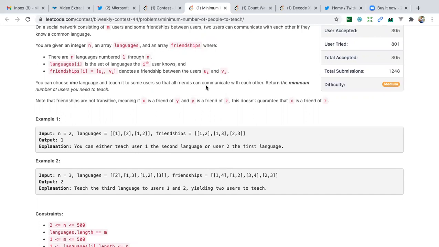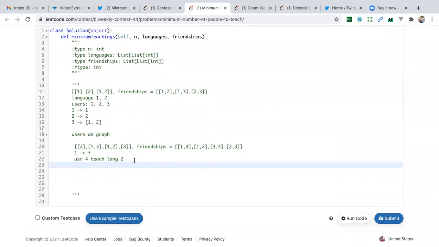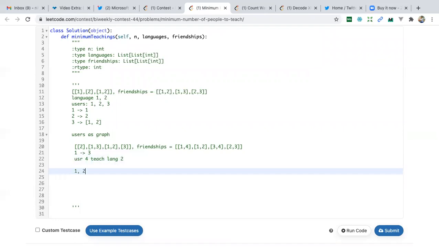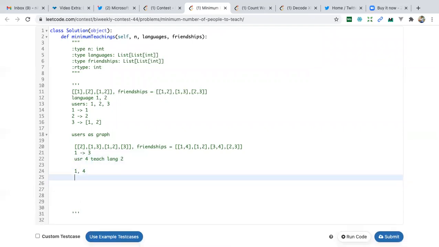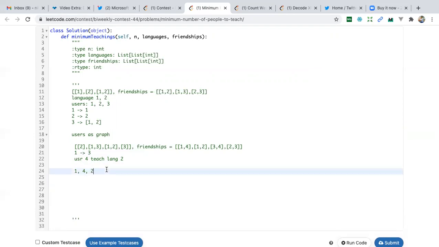So what I'm thinking is, in the second case, how many? So user 1 can speak language 2, and 1 and 2 are friends, 3 and 4 are friends, and 2 and 3 are friends. So 1 and 4 are friends, and 1 and 2 are friends, and then 3 and 4 are friends. So all are friends.